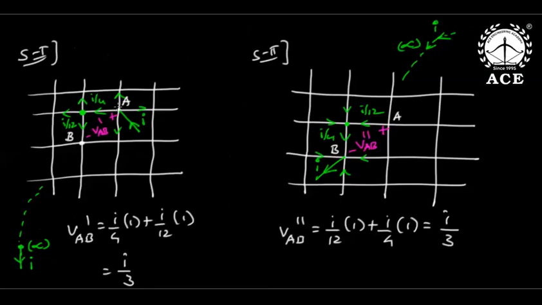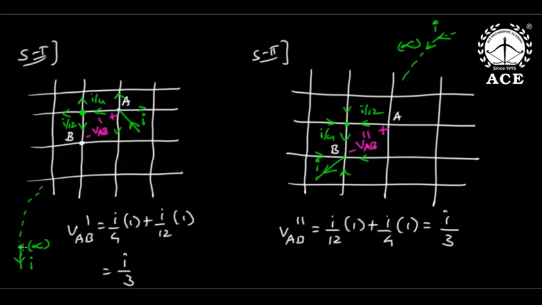In the first case, I injected current at A and collected it at infinity. In the second case, I injected current at the infinite node and collected at B.